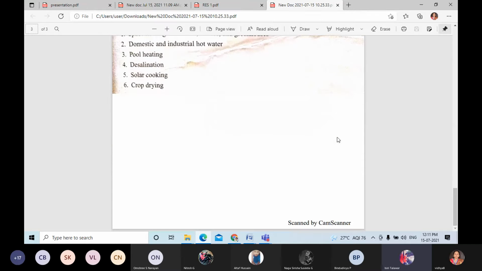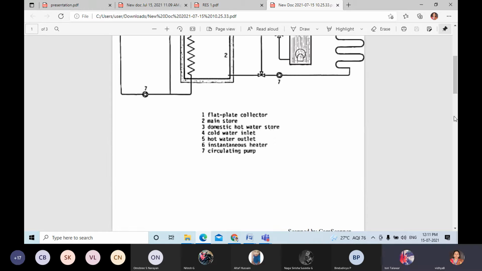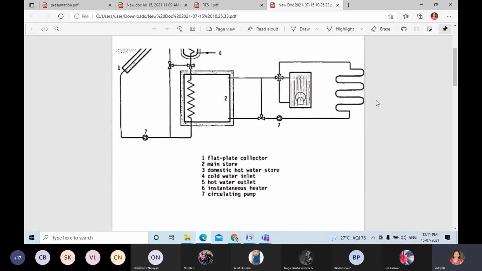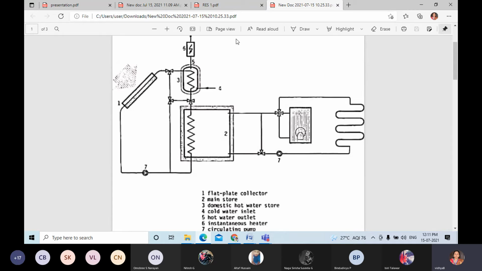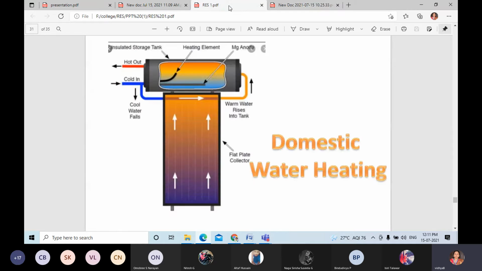Ma'am, can you go to the first slide? Yes, ma'am. Will you explain this one or shall I? Another diagram is there. You can explain this one, ma'am. Okay, ma'am.